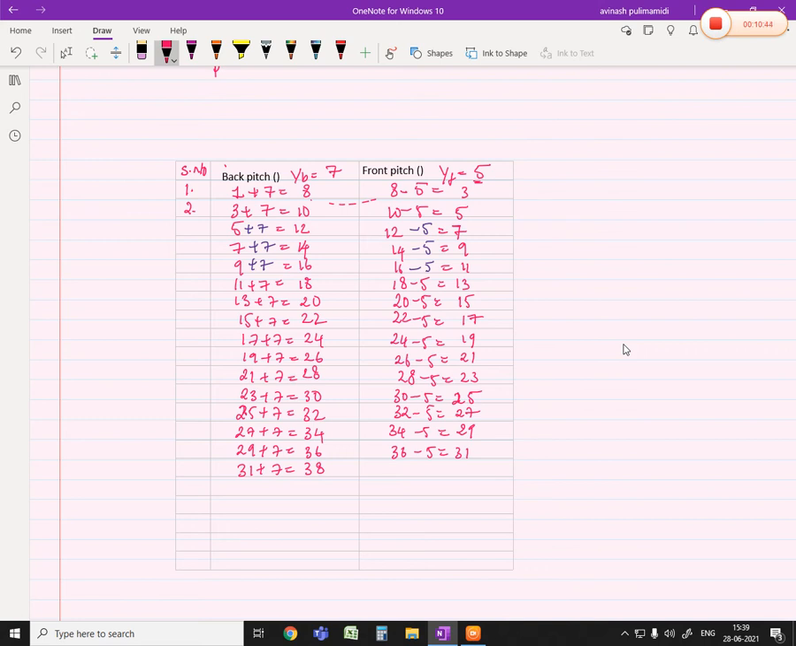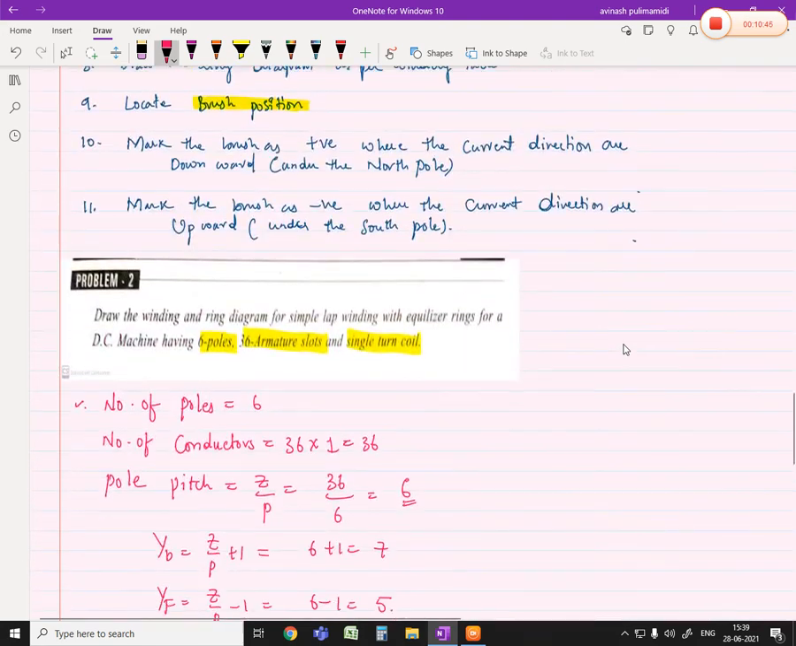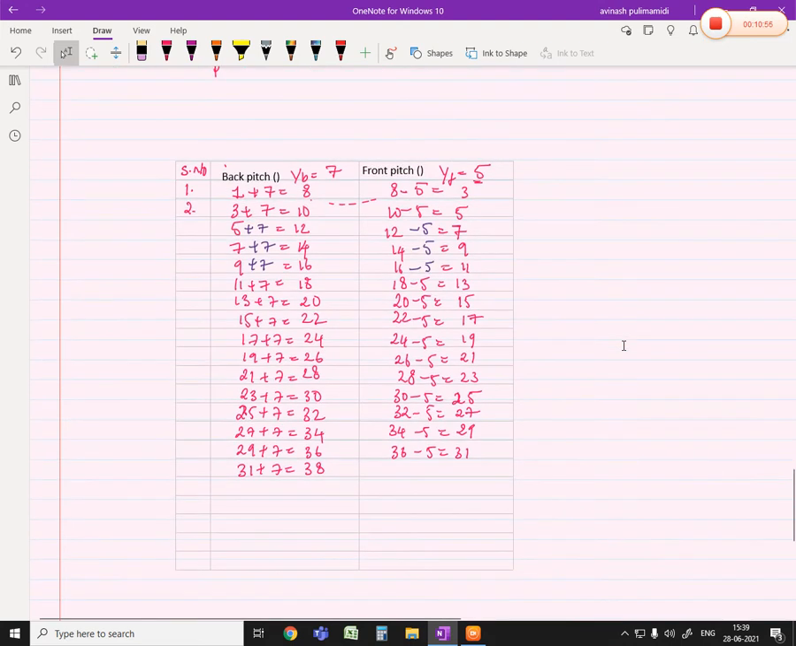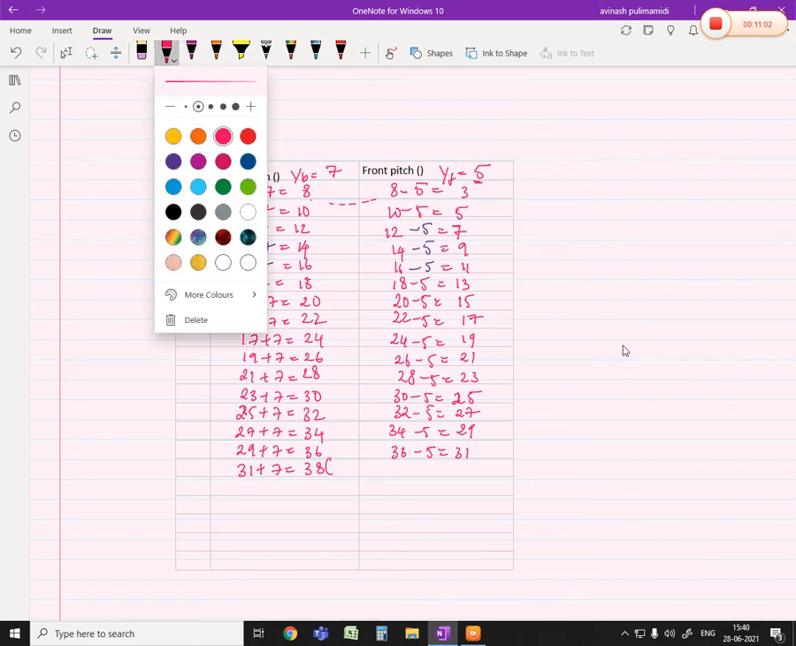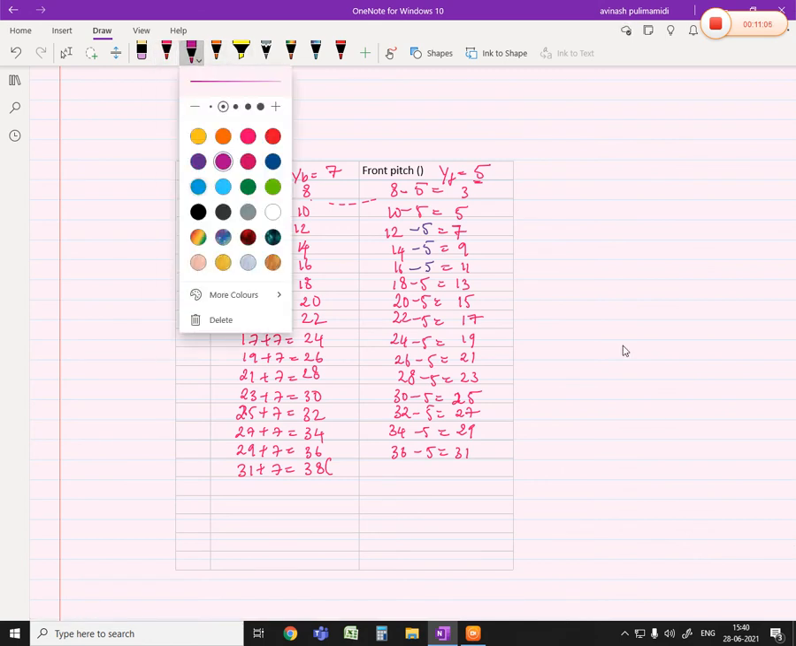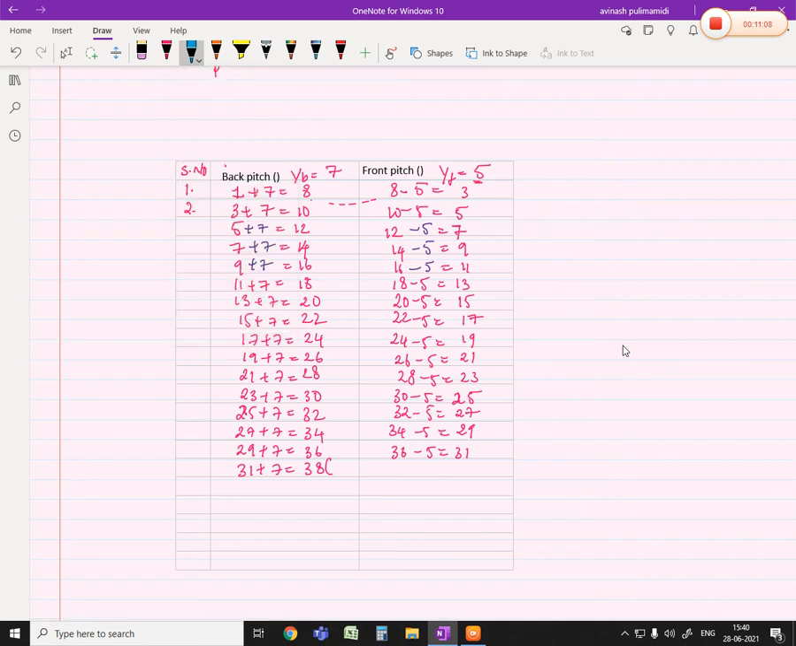Okay. How many number of conductors are there for the given question? Total number of conductors are how much? 36. Okay. So we cannot exceed more than 36. So for that reason, we have to replace this 38 by 38 minus 36.